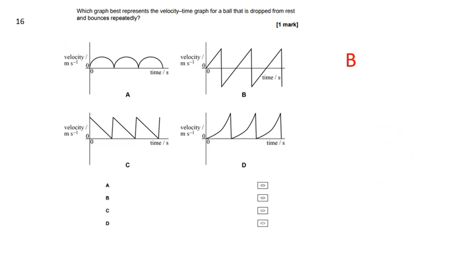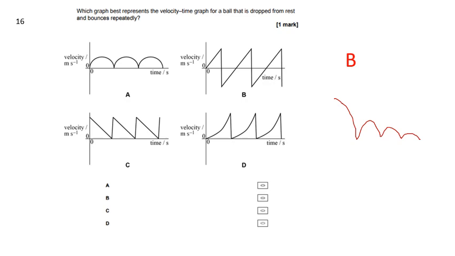This one here is the kind of one where I look at it and I just recognize it. A bouncing ball. The ball is doing bouncy, bouncy, bouncy like that. What's happening to the velocity of the ball? If we take downwards as positive... no, start again. My ball is bouncing like that, so the velocity is positive, then negative, then positive, then negative. Having said that, the only one that does that is B.